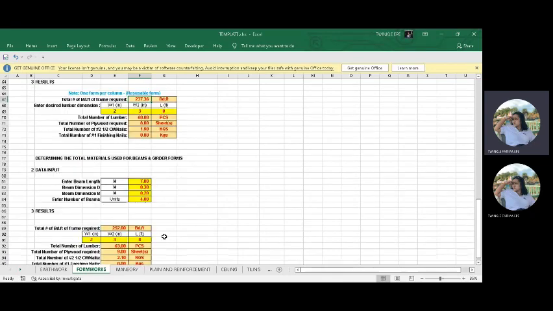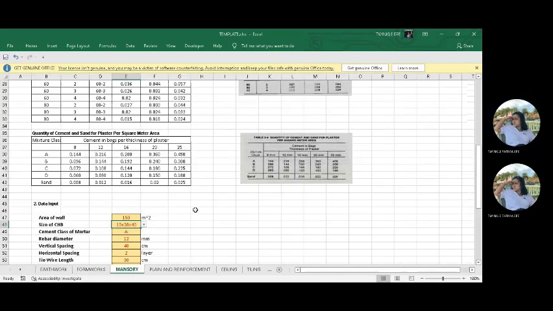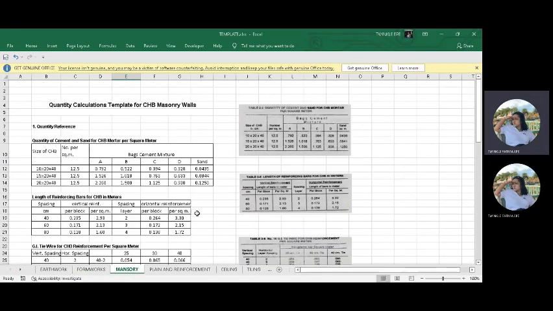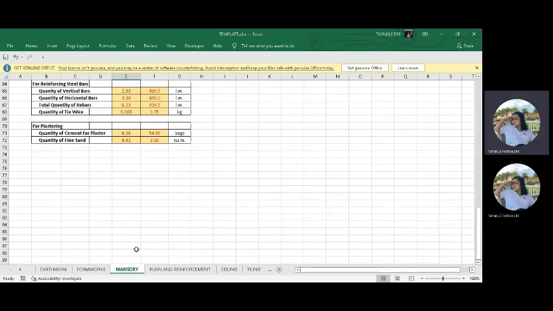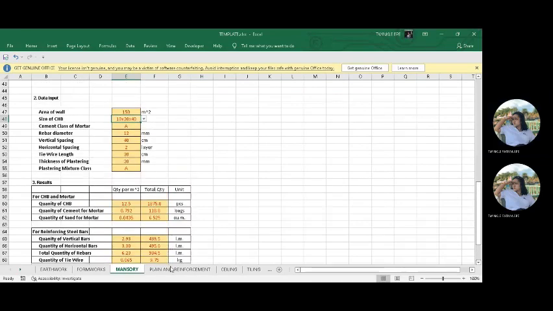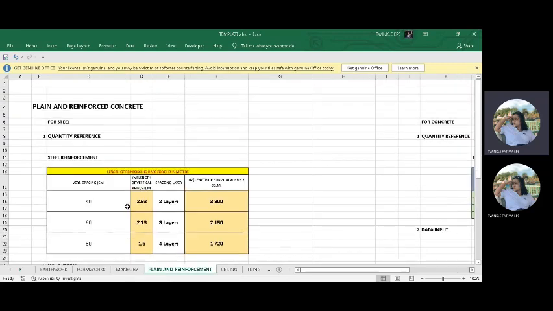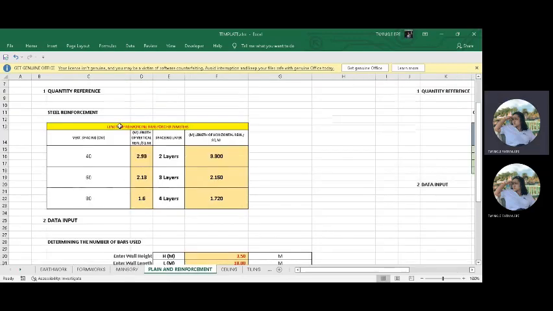And let's proceed to our masonry. This is created by our teacher, Engineer Yuri Sisikan. Thank you, sir. And let's proceed to the plain and reinforced concrete.